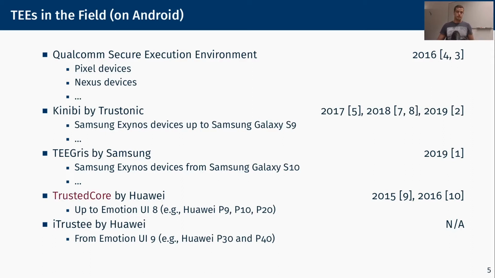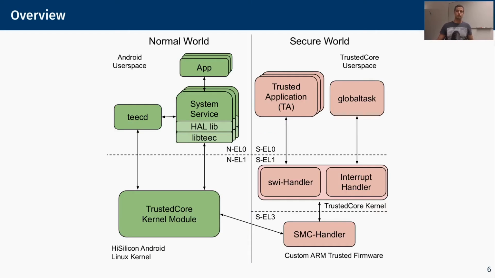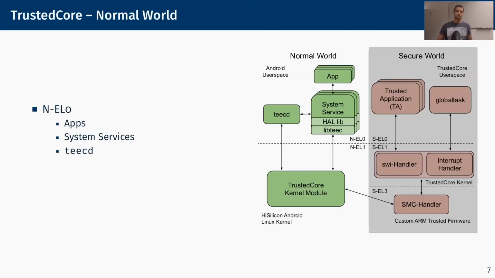As I said, we're going to look at TrustedCore in this research and some selected components of this architecture. Talking about the architecture, now I'm going to give you an overview. On the left side of this image, you can see all the logical components that are hosted in the normal world, and on the right, you can see in red the secure world components. I'm first going to walk you through the normal world components, and then we're going to cover the secure world.